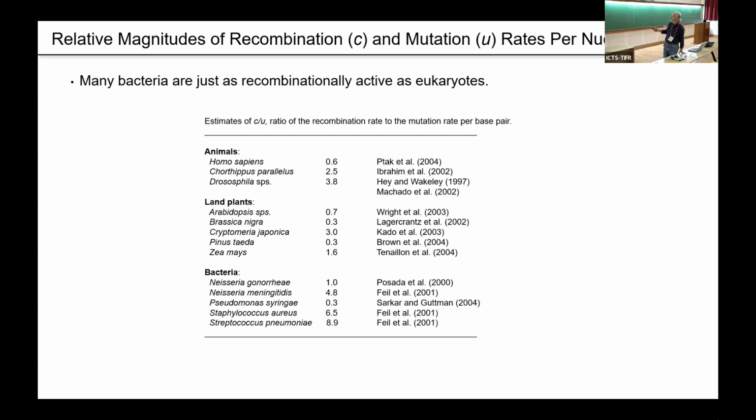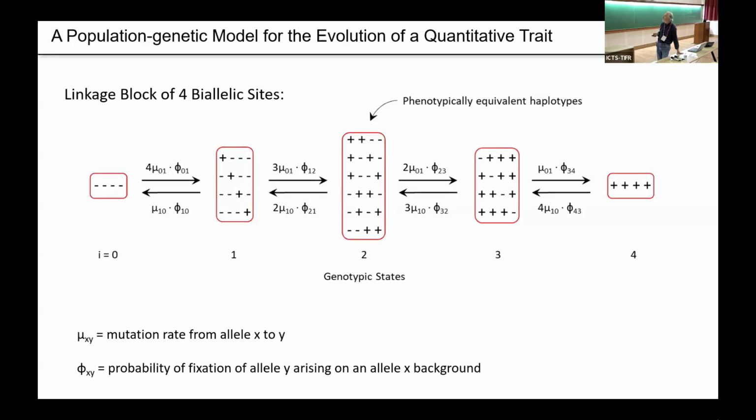This is the ratio of recombination rate to the base mutation rate. And they're all sort of of order 0.1 to 1 or so. And what I want to introduce here is a model to try and understand how you can put all this stuff together to try and understand long-term steady state distributions in populations.